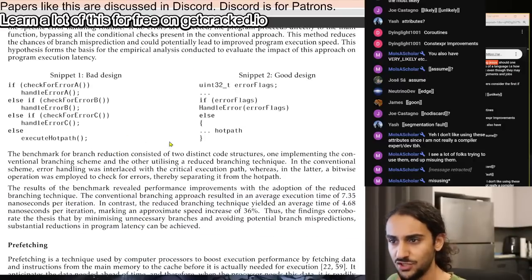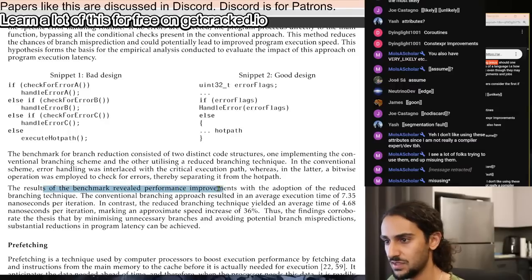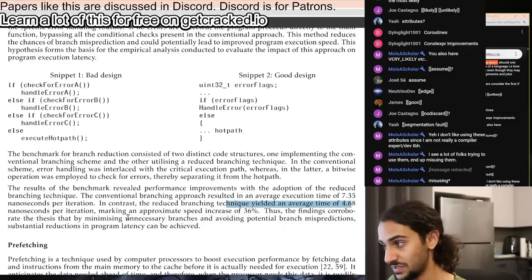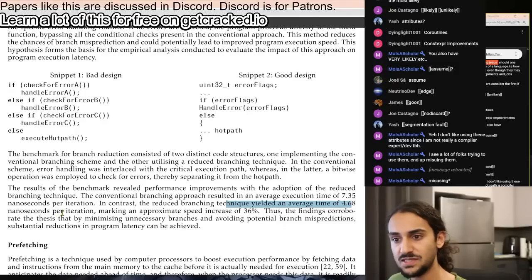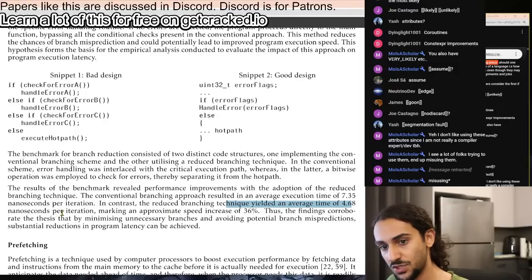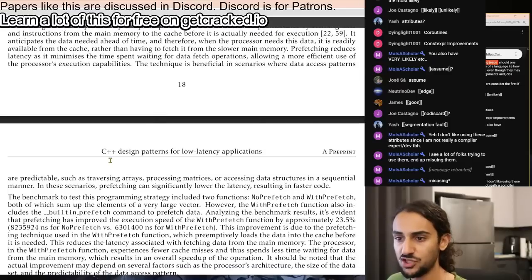The benchmark for branch reduction consists of two distinct code structures, one implementing the conventional branching scheme, and the other using a reduced branching scheme. The results of the benchmark revealed performance improvements with the adoption of the reduced branching technique. The conventional branching approach resulted in an average execution time of 7.35 nanoseconds per iteration. In contrast, the other one yielded 4.63, an improvement in speed of 36%. Thus, the findings corroborate the thesis that by minimizing unnecessary branches and avoiding potential branch mispredictions, substantial reductions in program latency can be achieved. Prefetching.